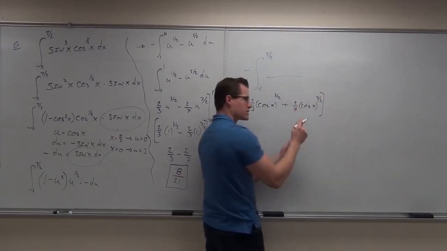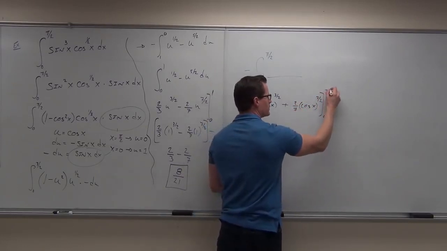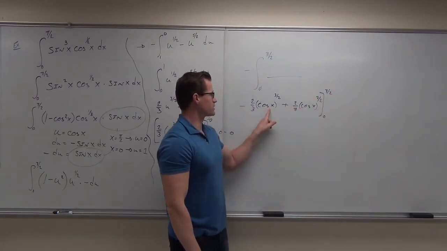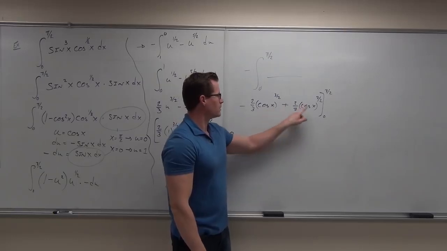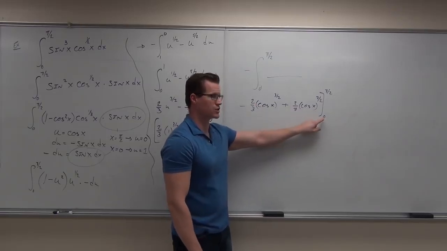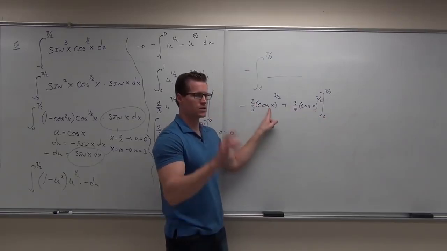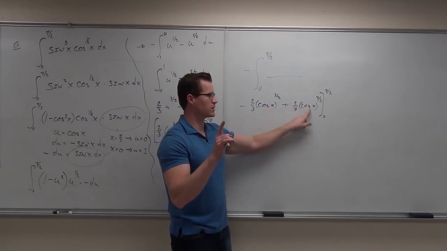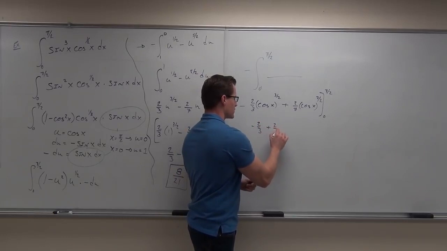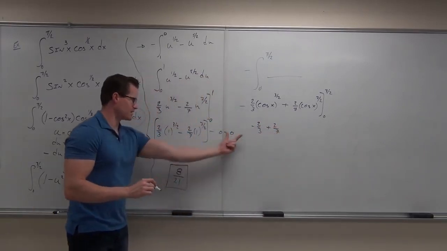And then you plug in not 0 to 1, you plug in 0 to pi over 2. Well, if you look at that, it's going to be the same. Cosine of pi over 2 is 0. But the zeros aren't 0. Cosine of 0 is 1. So this is negative 2/3 plus 2/7. Oh, look at that. It's exactly the same.